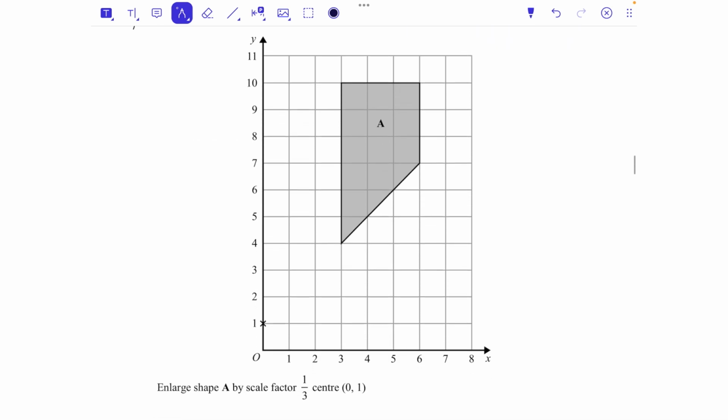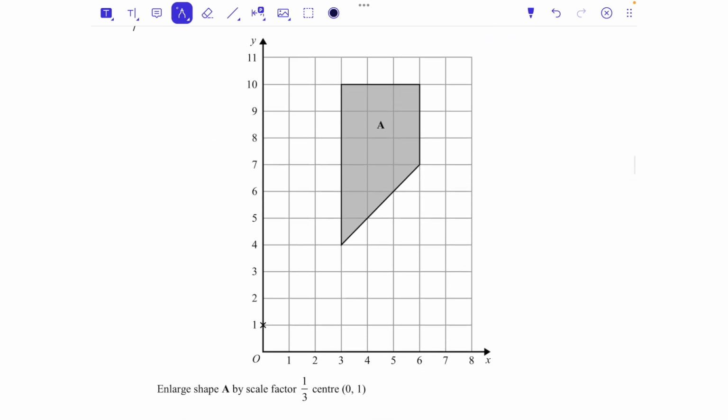Okay, question number 7, and we need to enlarge shape A by a scale factor of 1/3, centre 0, 1. So they've already given us that value there. Scale factor 1/3 means 3 times smaller. If you're making something 1/3 as big, it needs to divide by 3. So at the minute, the gap from the centre of enlargement to this bottom left-hand corner of the shape is currently 3 diagonal squares. Now we want to make that 3 times smaller, or 1/3 as big.